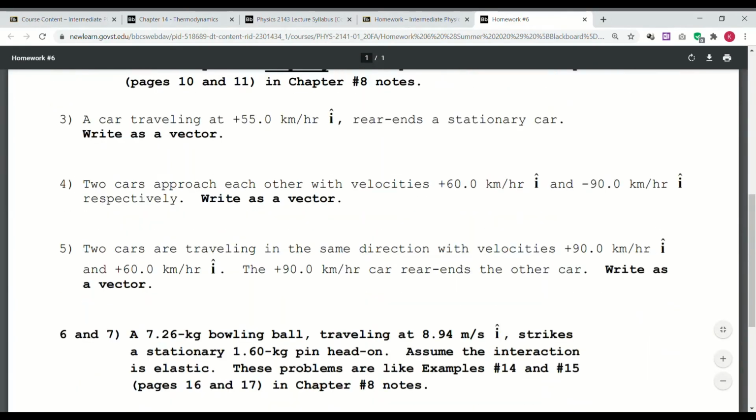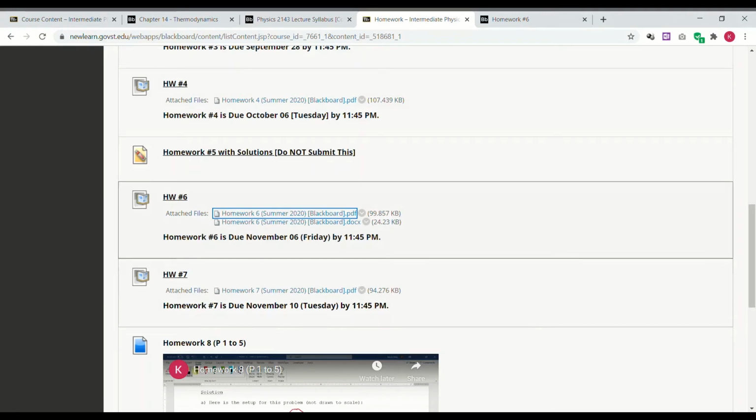So when you go back to this, there should be a way for you, I can't really show it because I haven't done anything, but there'll be a way for you to attach the work that you've done, the scratch paper work, and once I receive that, I'll eventually go ahead and grade it.